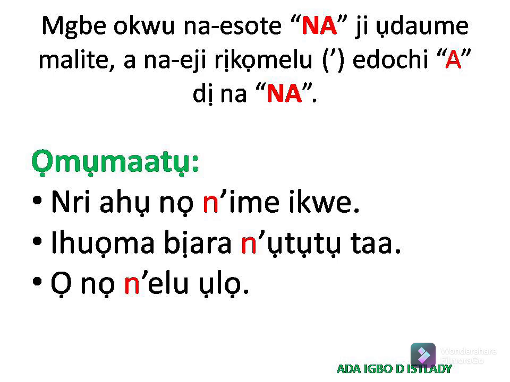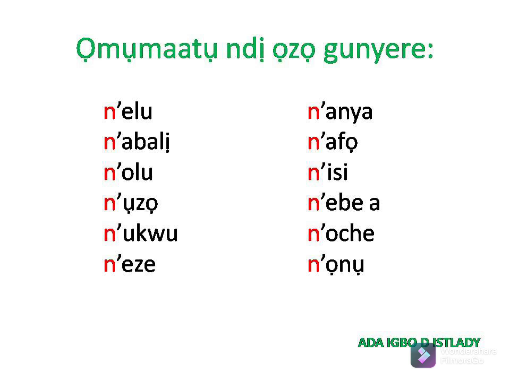Ọ nọ n'elu ụlọ. We have other examples like n'elu, n'abalị, n'olu, n'ụzọ, n'ukwu, n'eze, n'anya, n'afọ, n'isi, n'ebe a, n'oche, n'ọnụ. These are how to write na when the word after na begins with vowels. That is when na is functioning as preposition. So we'll look at the next one.